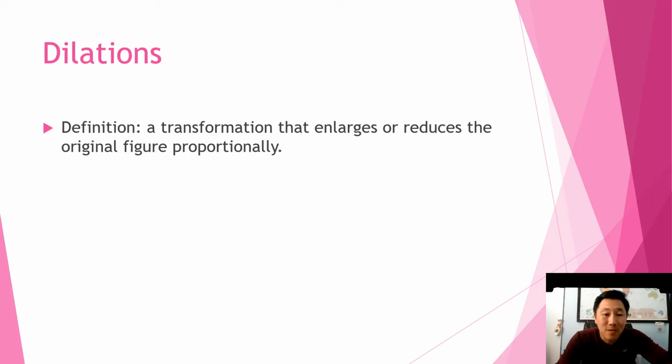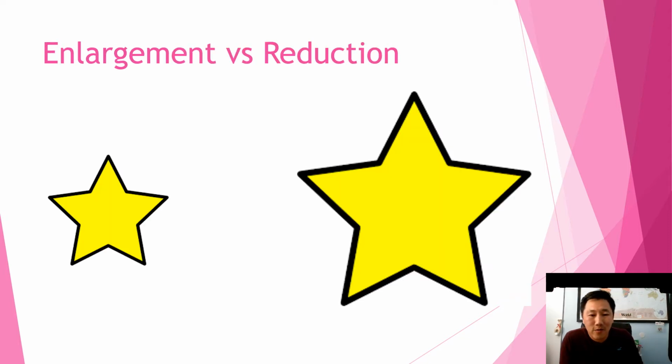All right, so dilation, let's revisit the definition. A transformation that enlarges or reduces the original figure proportionally. So here we have an example of two stars. One's a small star and one's a larger star. They are proportional, they are similar to each other.